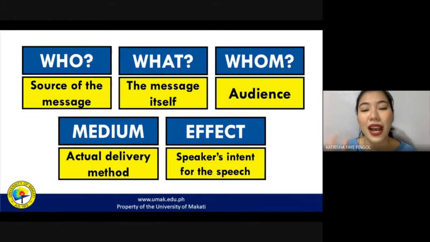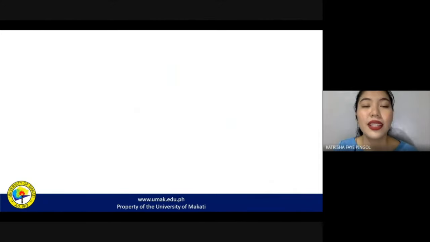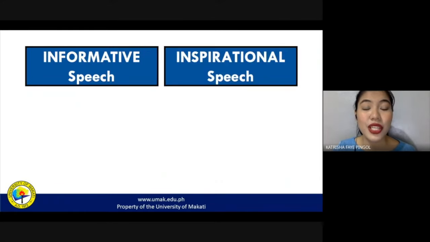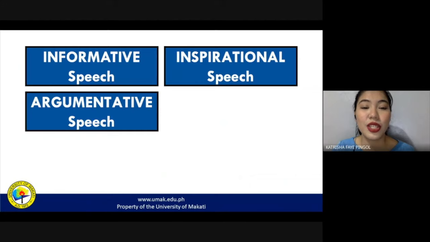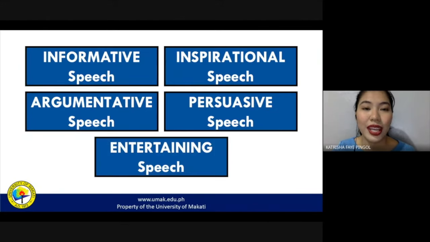All right, so you have to think about that as well. Now let's go to the different types of speech according to purpose. So these are the types of speech that are aligned to a certain objective, certain intent. Now, the types of speech according to purpose include informative speech, inspirational speech, argumentative speech, persuasive speech, and entertaining speech.